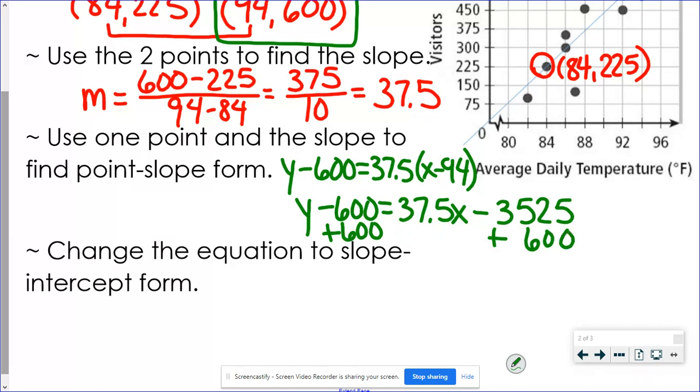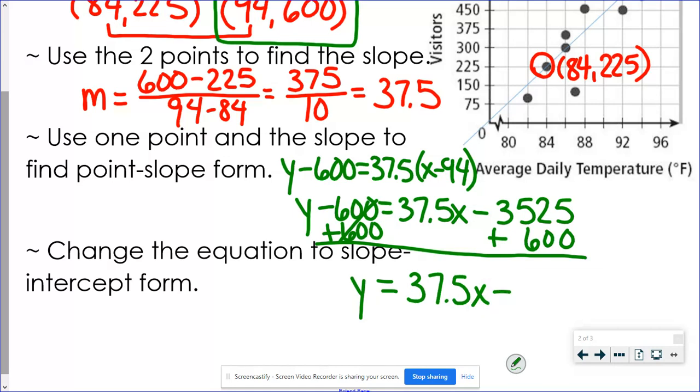Just be careful because that is a negative 3525. So negative 3525, when I add 600 to that, because they're different signs, it's going to really look like a subtraction. So I get that y equals 37.5x minus 2925.